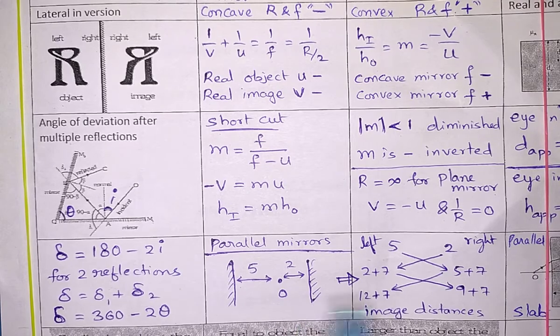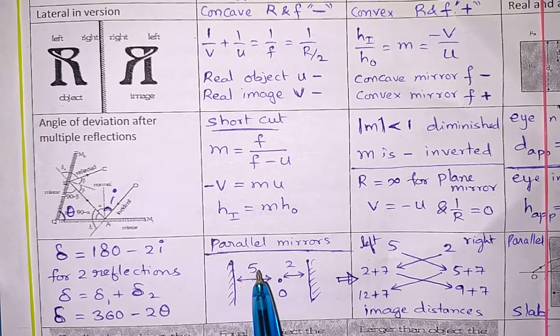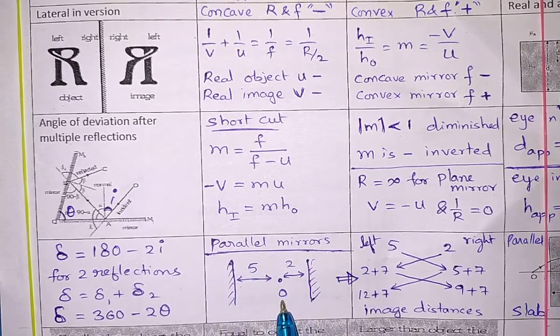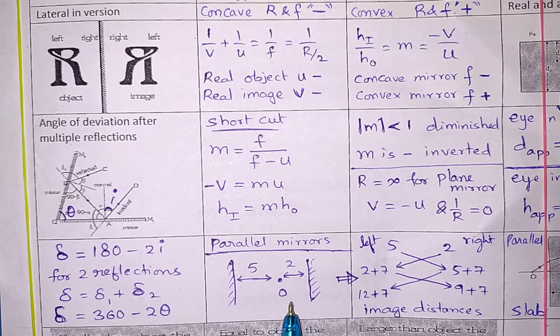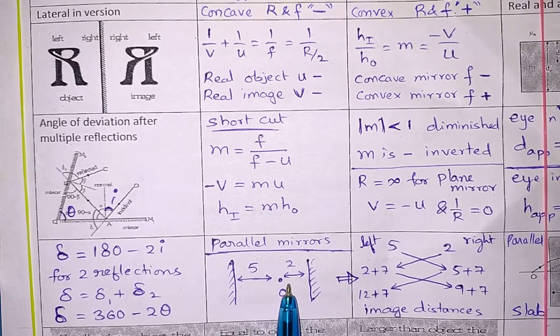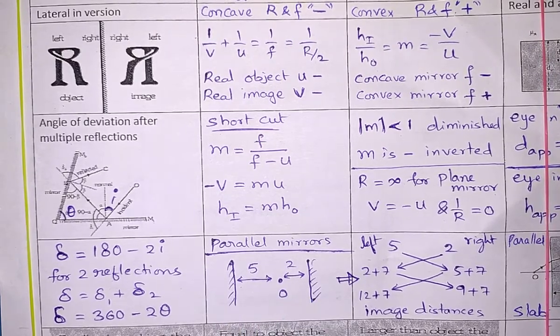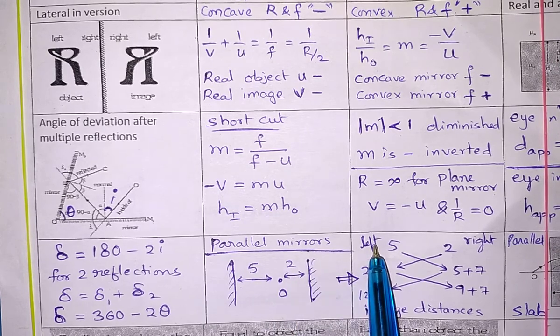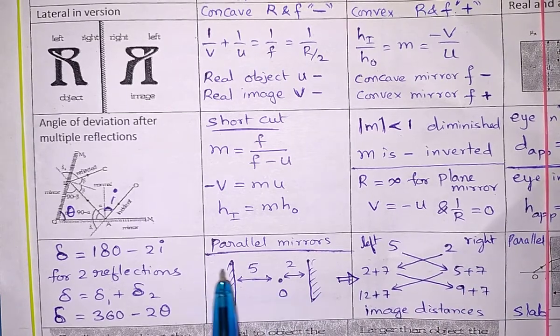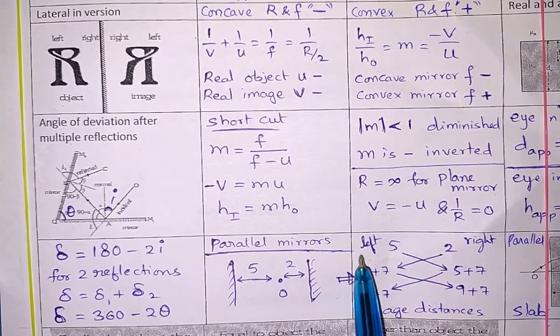Now the next concept on which problems are asked in competitive examinations is parallel mirrors. This happens in the case of showrooms, when we go to dressing rooms in showrooms and have two parallel mirrors. Suppose the object is not symmetrical. For example, the distance between the mirrors is 7 centimeters, middle is 3.5. If we are a little to the right side, then this distance is 5 and this distance is 2, then it's asymmetrical. When it is asymmetrical, the first image on the right side happens at 2, the first image on the left side happens at 5, because object distance and image distance are equal.